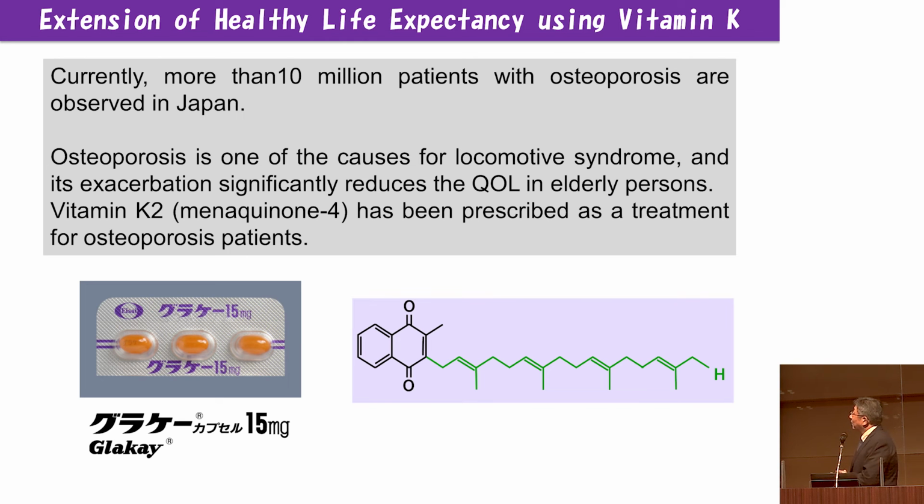There are now more than 10 million people with osteoporosis in Japan. Osteoporosis is one of the causes of locomotive syndrome, and its exacerbation significantly reduces the quality of life of the elderly. As I have explained earlier, vitamin K2, more specifically menaquinone-4, is prescribed in the form of Glakay for the treatment of osteoporosis in Japan and East Asian countries too.